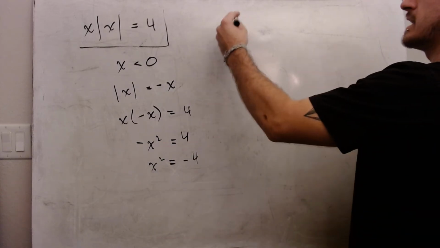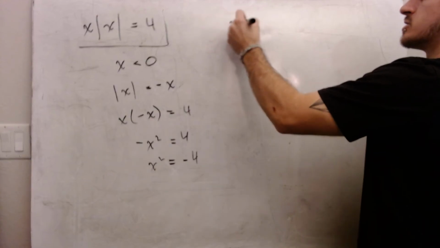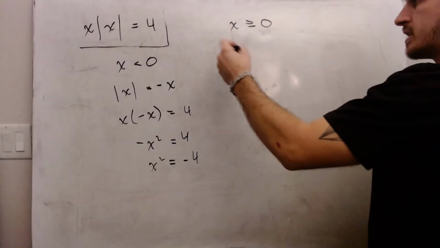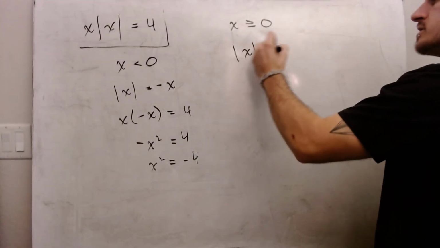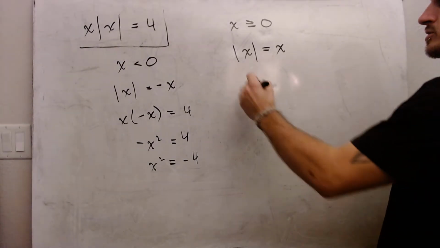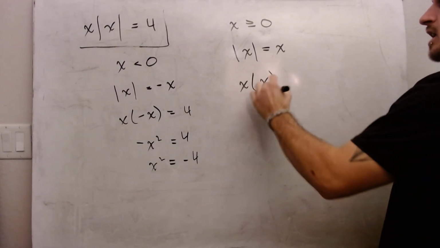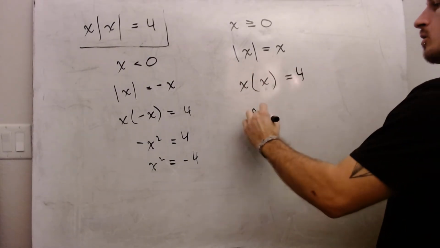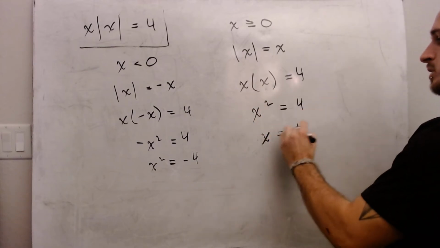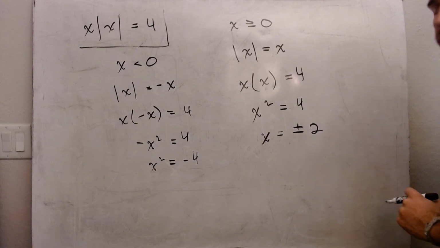Now we take the second case, which is that x is greater than or equal to 0. When this is the case, the absolute value of x equals x. So we can substitute that into the original equation. We have x times x equals 4, or x squared equals 4, or x equals plus or minus 2.